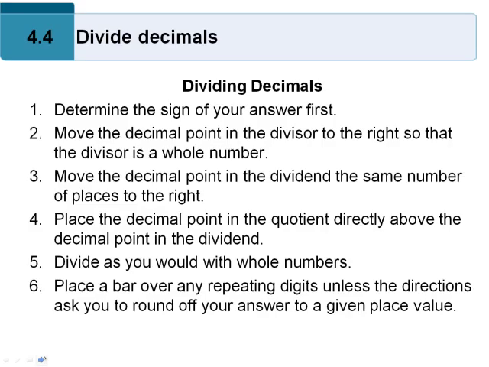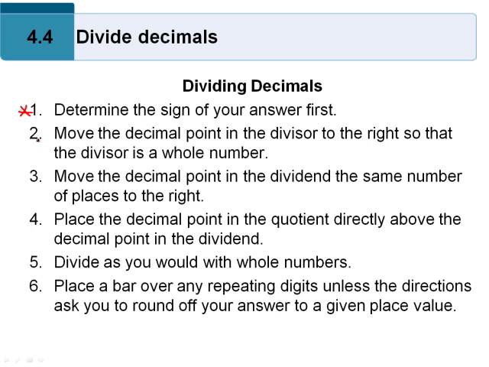First of all, whenever you're dividing decimals, the first thing you need to do is to determine the sign of your answer first. That's one thing that we will be doing, even though most of the other steps we won't be using because we'll be doing this work on our calculators. So don't let the calculator figure out the sign for you. Make sure that you've memorized your sign rules for dividing.